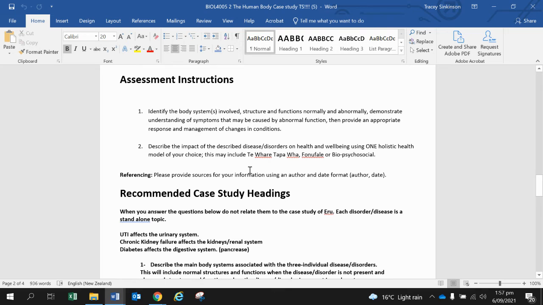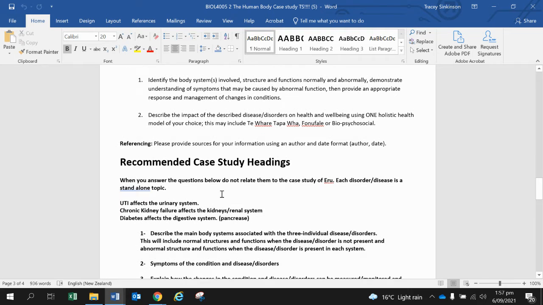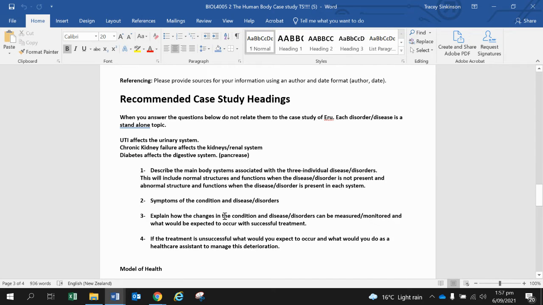Okay, so this is just an overall of the assessment instructions, what you're going to be answering. And we have just given you some recommended headings that we'd like you to follow so you don't go off track. So separating the systems, so they don't have a knock-on effect. We're just going to take them out. A UTI is a urinary tract infection that affects the urinary system.